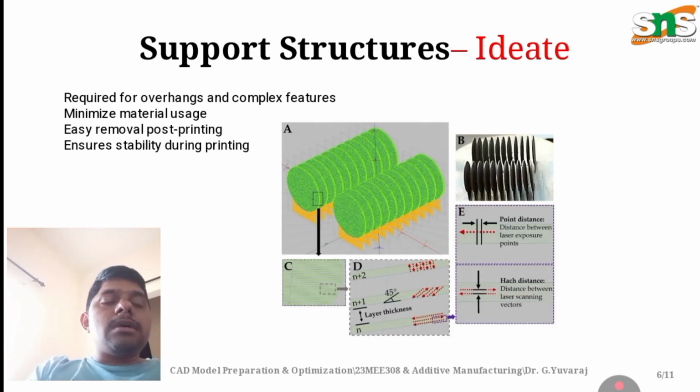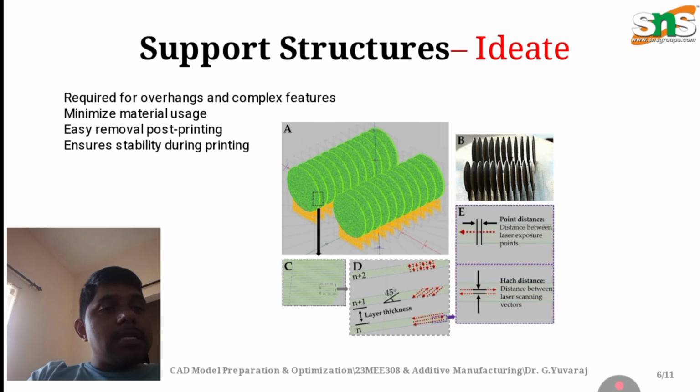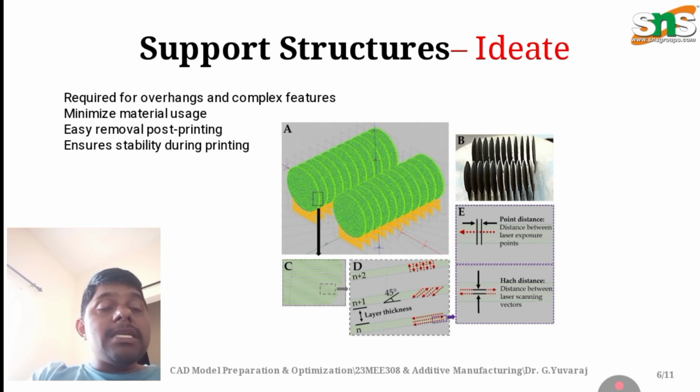In support structures, in this slide you may see there are meshing images in this diagram, and here we have to mention, while we are designing the component, the dimensions, the layer thickness, what kind of material it is, and which parameters we need to consider. There is also a point distance, the distance between the laser exposure points, and the hatch distance, the distance between the laser scanning vectors, which keeps on varying with respect to the space between the layers, since it is layer by layer manufacturing.